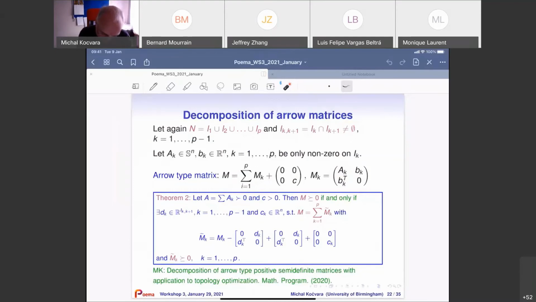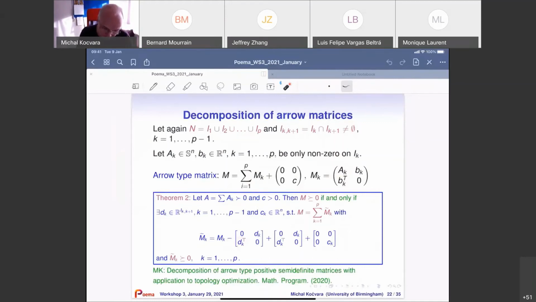And then I can claim, or we can prove, that this matrix M is positive semidefinite if and only if there are additional vectors which are only non-zero on those intersections, on those overlaps, such that the matrix M is a sum of some matrices M tilde, and those matrices are again constructed from the original matrix Mk, from that tip of the arrow, and using those additional vectors, again only non-zeros on the intersections.